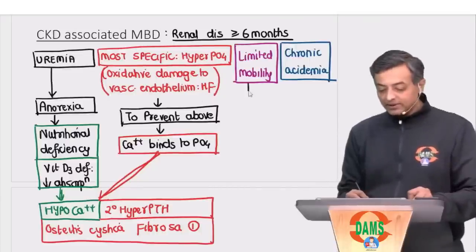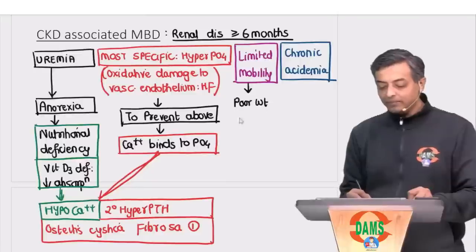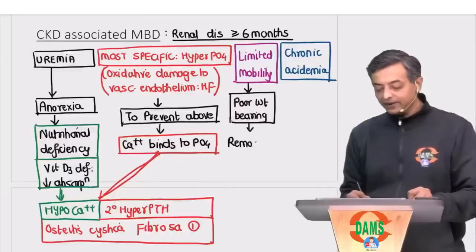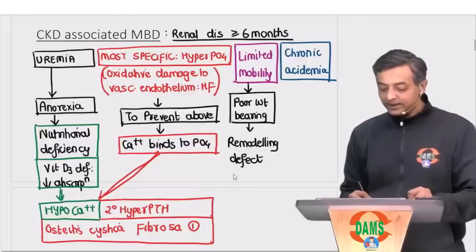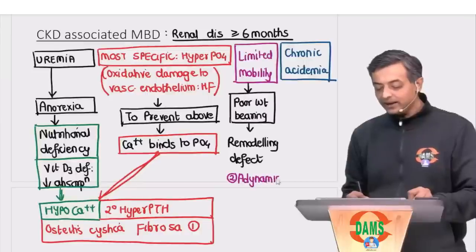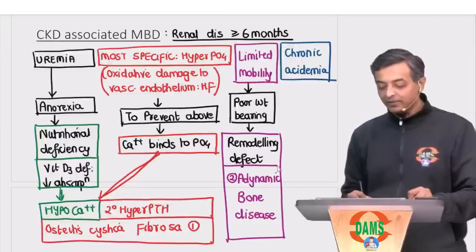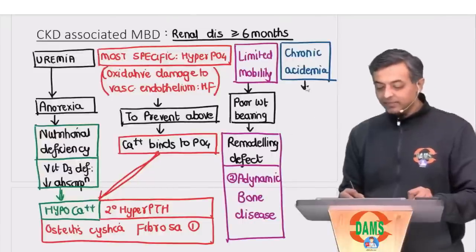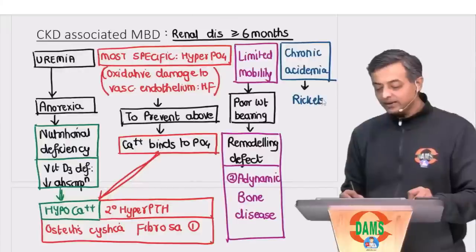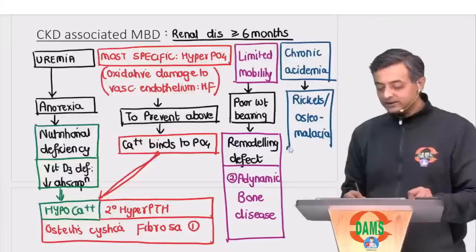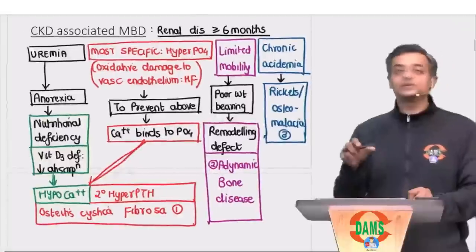The second disease: because of limited mobility, the patient has got poor weight bearing on the bones. The poor weight bearing on the bones can cause a remodeling defect, which is responsible for the second type of bone disease, called adynamic bone disease. As the name tells you, this problem is because of lack of dynamic, lack of movement. The acidemia causes demineralization, which can lead to rickets and osteomalacia. This is the third type of metabolic bone disease associated with CKD.